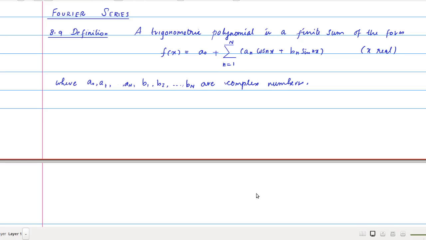A trigonometric polynomial is a finite sum of the form f of x equal to a naught plus sigma n equal to 1 to capital N, a n cos n x plus b n sin n x, where x is real. And this a naught, a1, a2, etc., b1, b2, etc. are complex numbers. The right hand side of f of x is called a trigonometric polynomial.